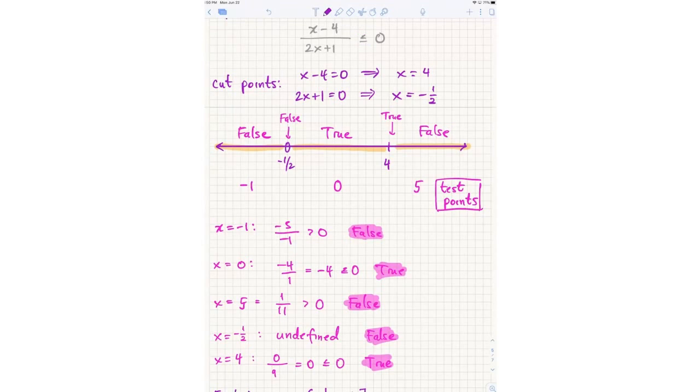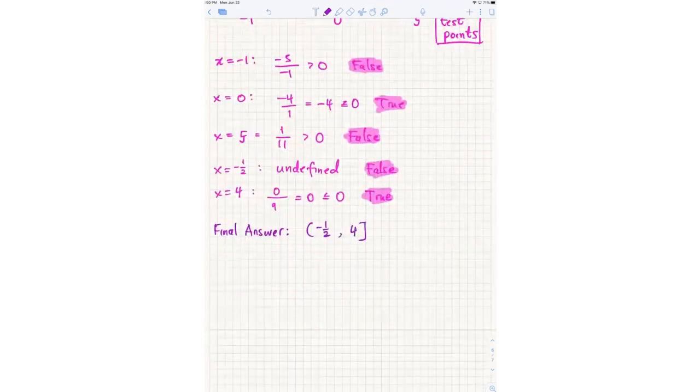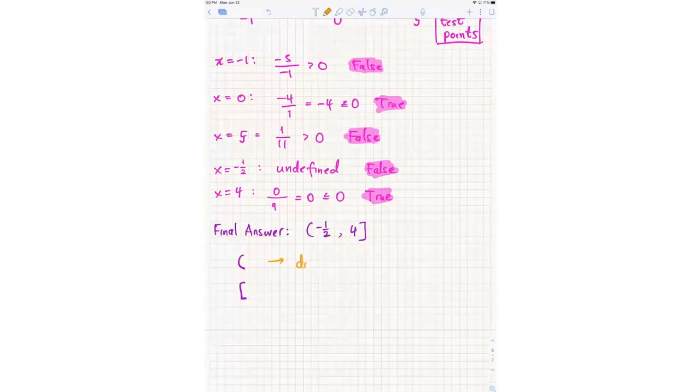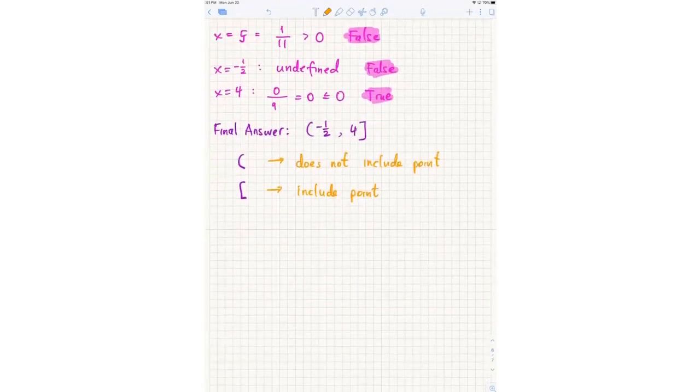Riley has a question. Hi, sorry, but could you explain the difference between round parenthesis and square bracket again? I think I'm kind of confused about it in the expression way. Okay, so a round parenthesis and a square bracket. So generally speaking, a round parenthesis means does not include the point. And a square bracket means you include the point.